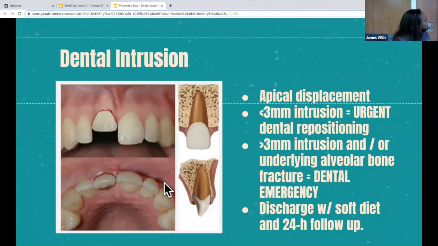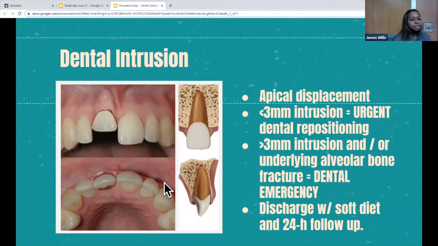The next injury I just want to talk about is dental intrusion. So this is apical displacement of the tooth into the socket and into the alveolar bone. It causes disruption of the attachment apparatus, and it is often accompanied by fracture of the alveolar bone. A clue to this is that the tooth can appear shortened or missing altogether. So this can be on the differential. You may think that the tooth is avulsed, but actually there's an intrusion.